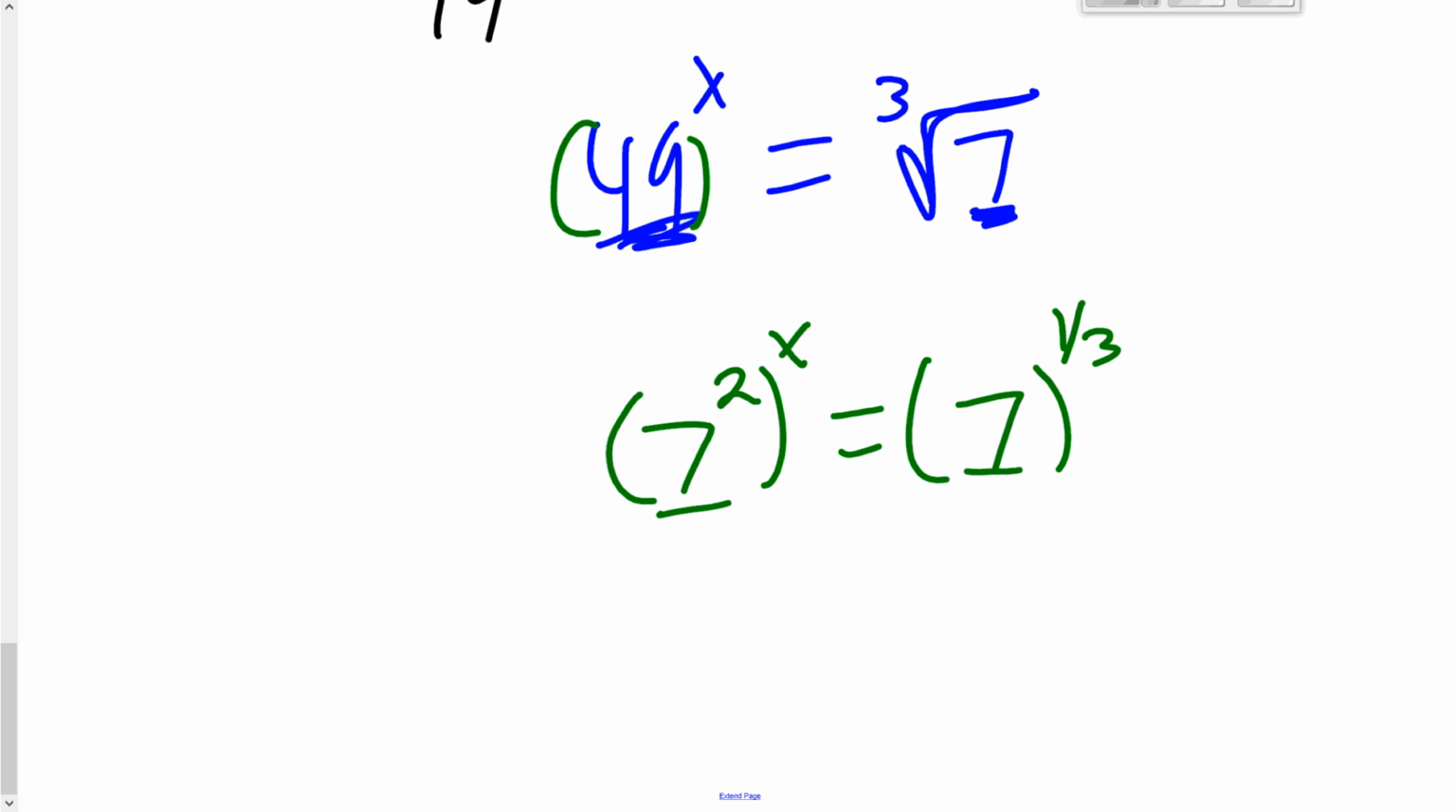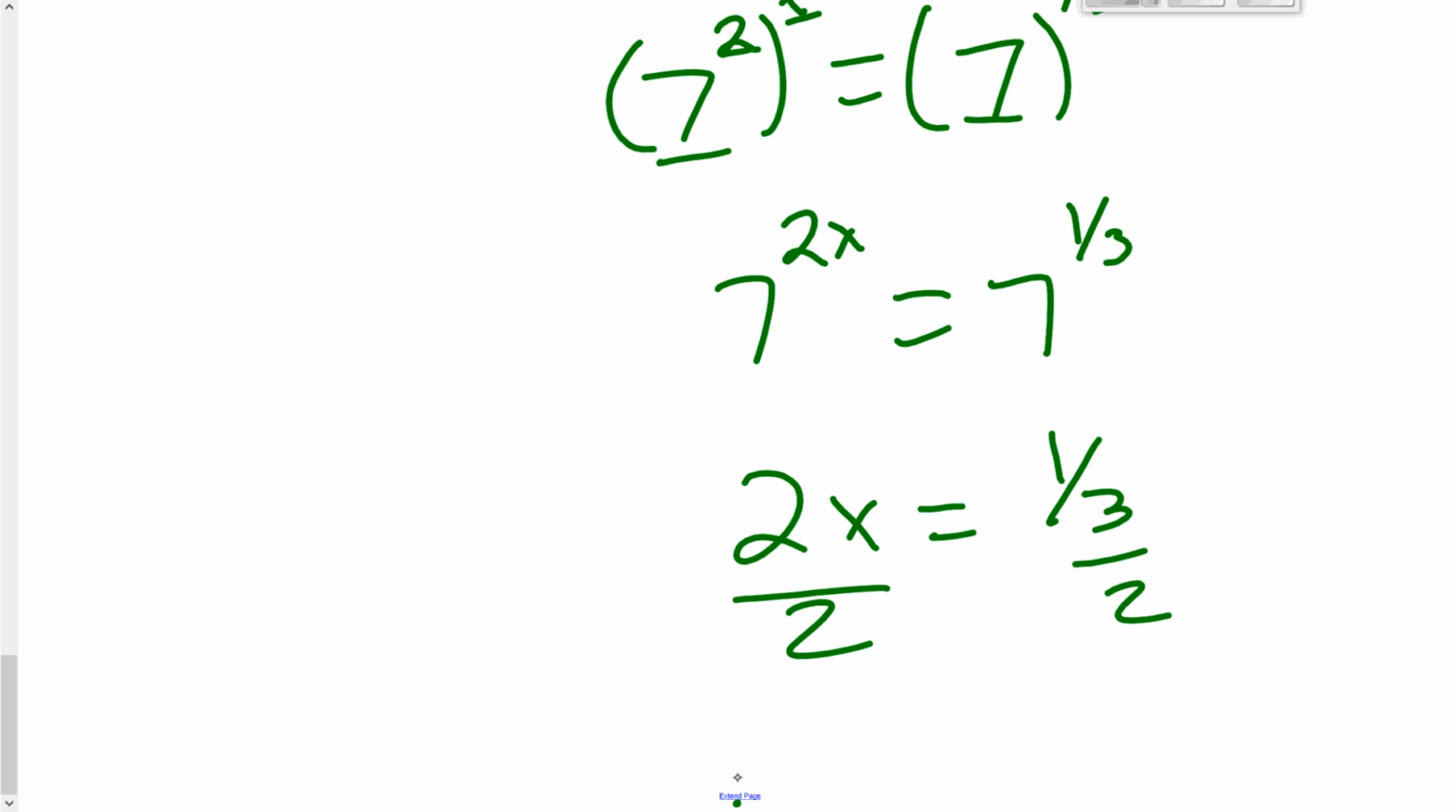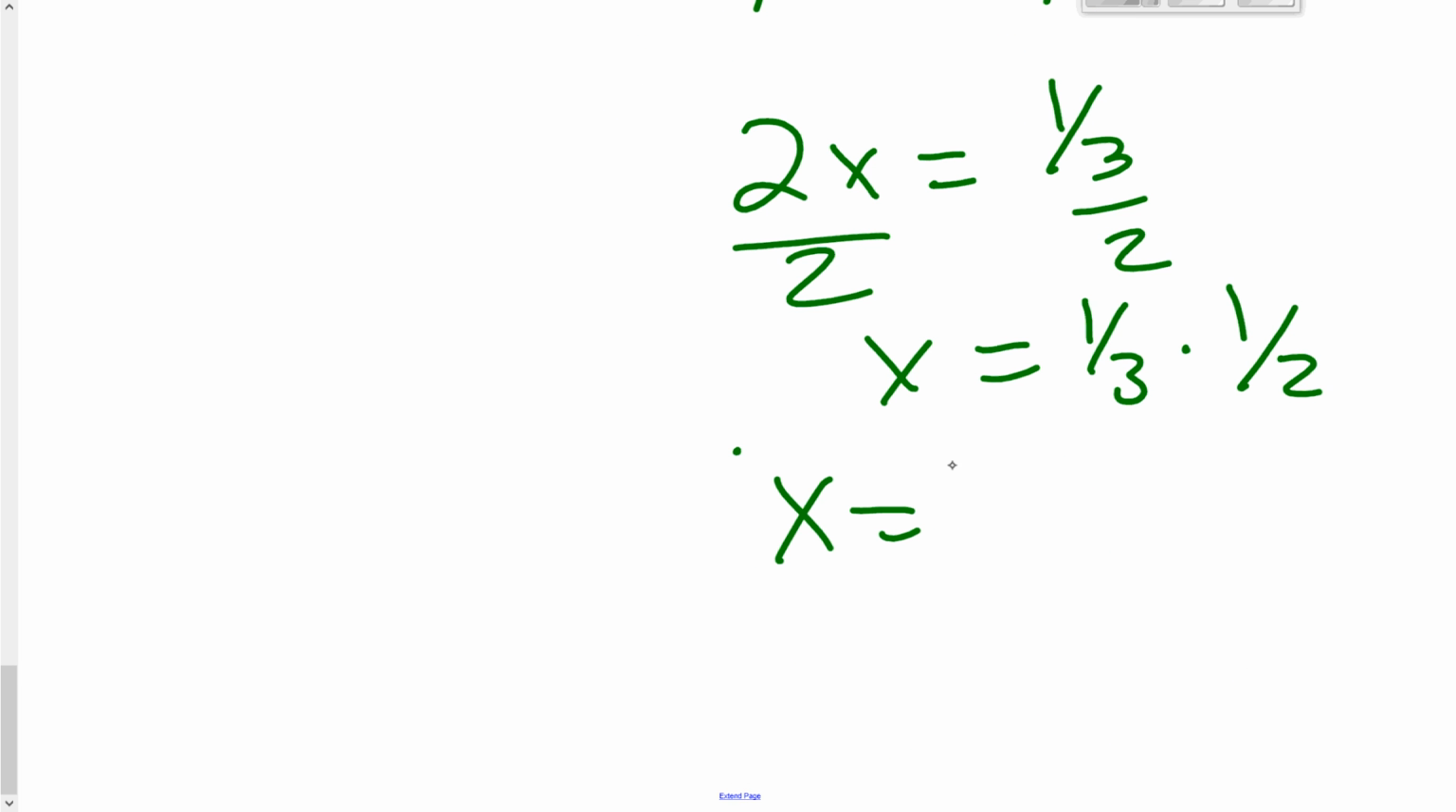Now what do I do when I raise powers to powers? I multiply, so 7 to the 2x equals 7 to the 1/3. Now that I have the same base, now I can set my exponents equal to each other. And now I can solve. Divide by 2, divide this by 2. Remember, dividing by 2 is like multiplying by 1/2. So I get 1/6. So x is equal to 1/6. Now I can go back through and check it.